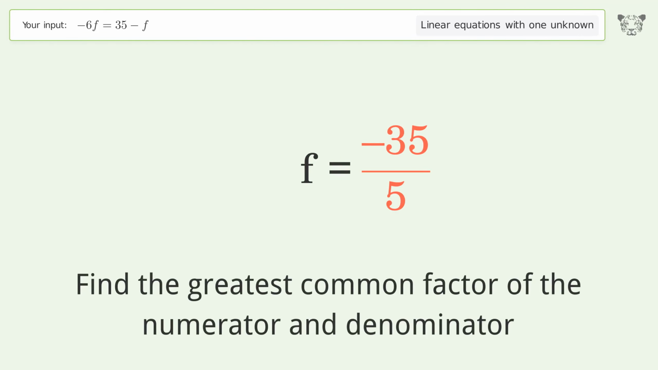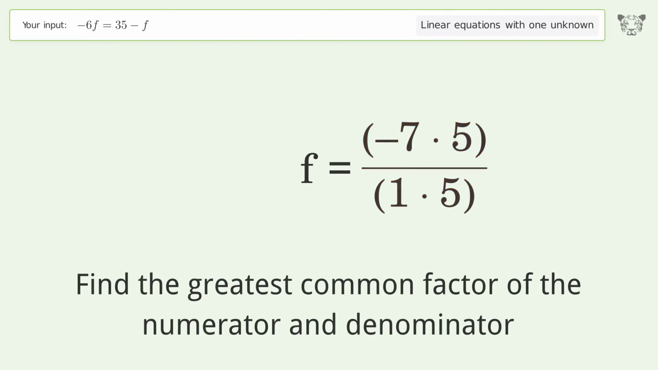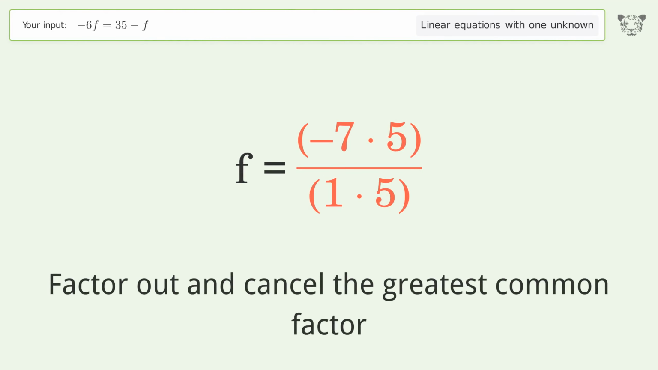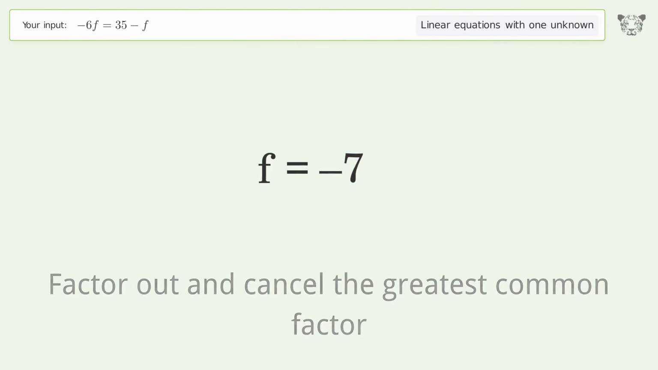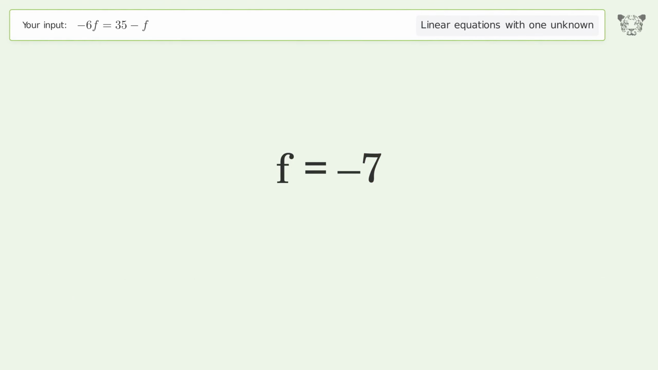Find the greatest common factor of the numerator and denominator. Factor out and cancel the greatest common factor. And so the final result is f equals -7.